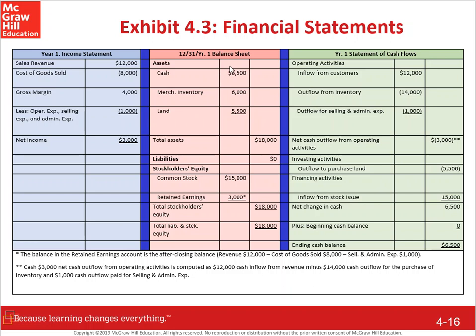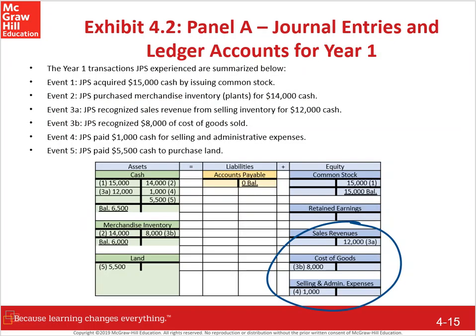Our balance sheet, we're just taking the ending balance in each of our permanent accounts. So if we went back to our T accounts, our balance sheet is going to consist of all of our ending balances.